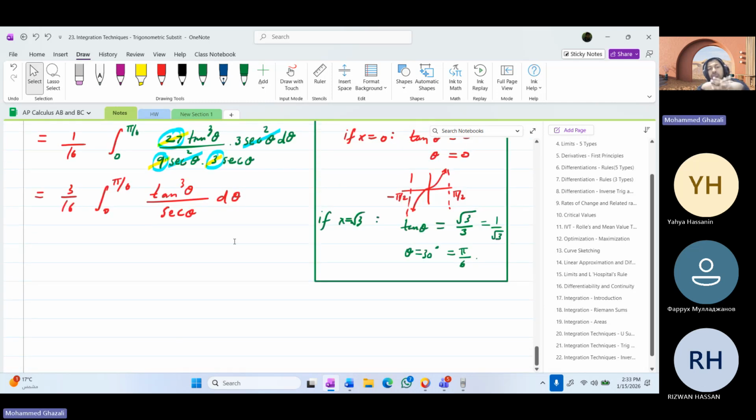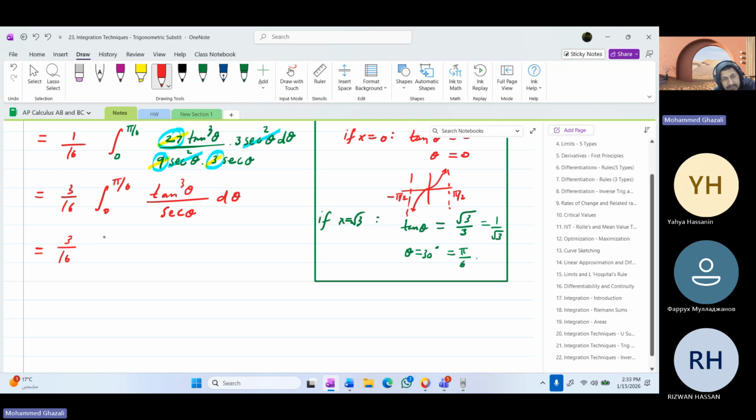Now all you need to do is think about this form and see what you're going to use. So should I change the tan cubed back to normal, like how we were doing sine cubed over cos cubed? Maybe. So we'll try that method out.